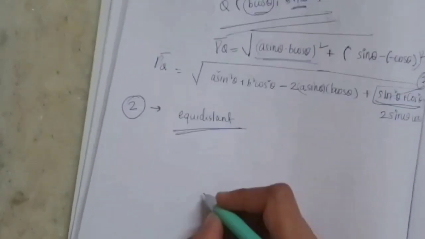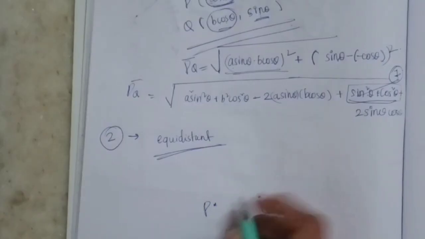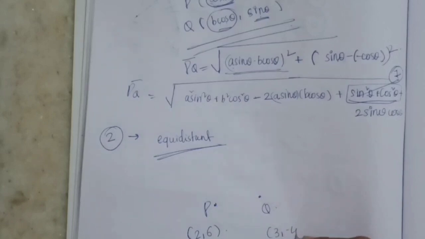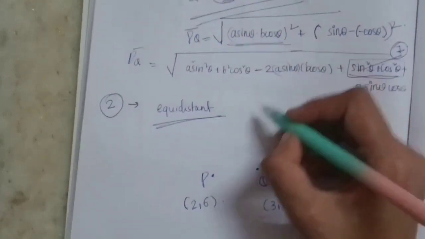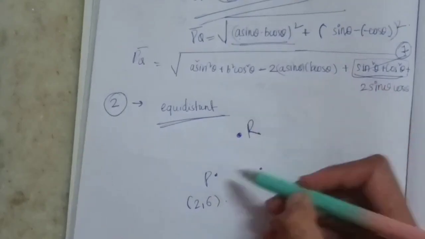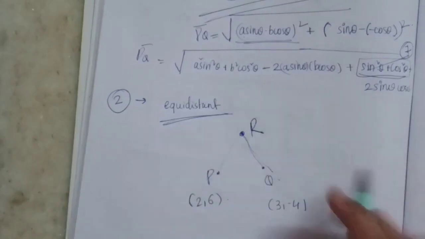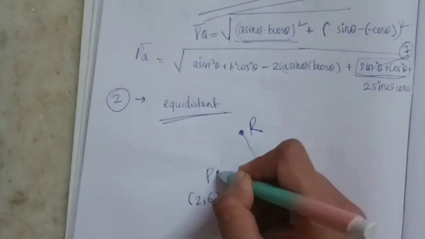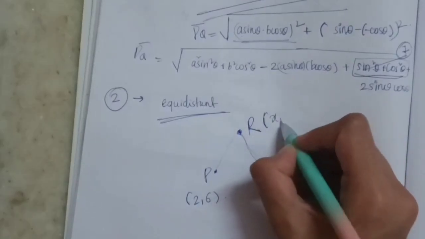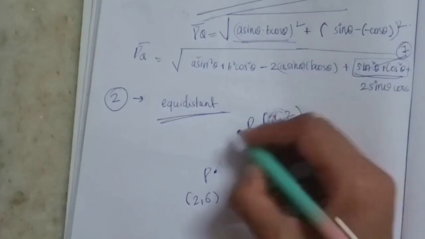Let us say a point P and a point Q, whose coordinates are, suppose, 2 comma 6 and 3 comma minus 4. There is another point, let us say R, which is equidistant from both P and Q. So the question is: a point R which is equidistant from both P and Q and has coordinates x comma 2. What is the value of x? We need to find out the value of x.